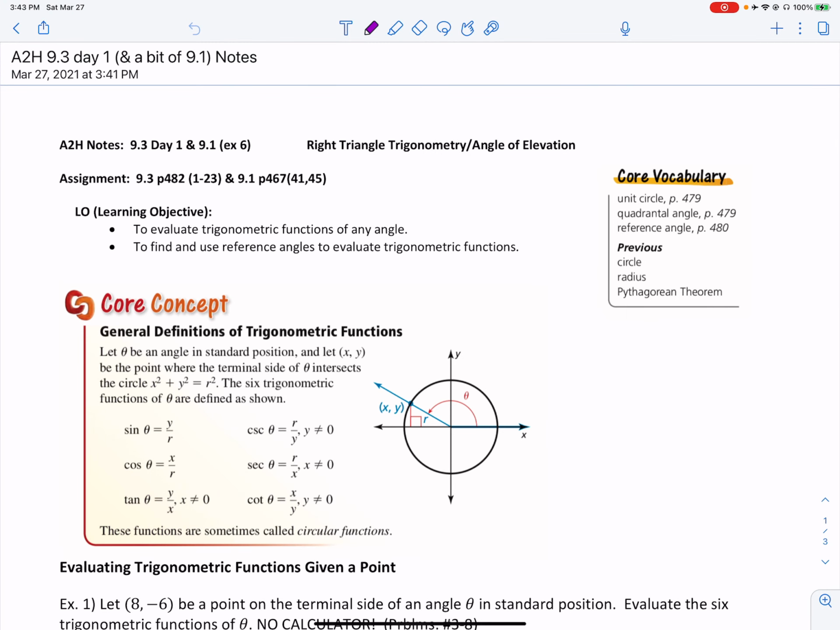Algebra 2 Honors, 9.3, Day 1, and we're going to go back and pick up one type of problem from 9.1. And so we are going to be defining the 6 trig functions on a circle using x, y, and the radius, and evaluating the 6 trig functions.